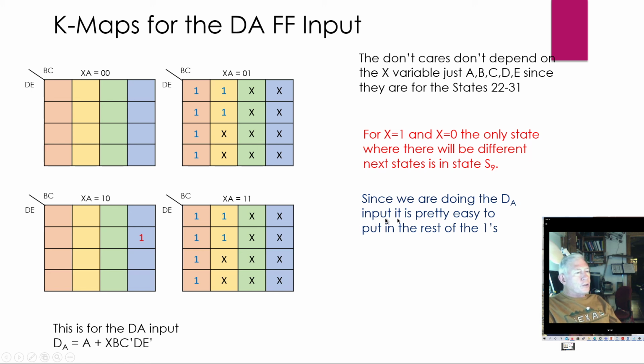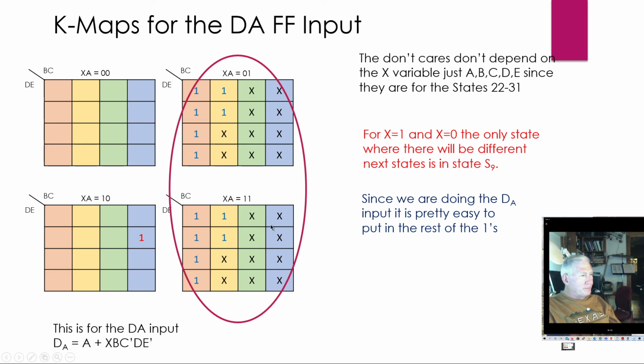So since we're doing the DA input, it's pretty easy to put in the rest of the ones. Okay, so we did that. We group all of this together, and we get A. Okay? A is 1 here, A is 1 there, X is 0 here, X is 0 here, and all the other things grouped together. So we wind up with the only variable here from our 6 variables is A.